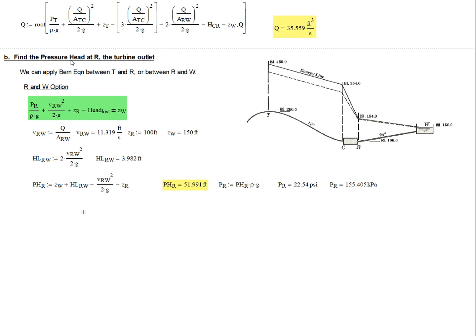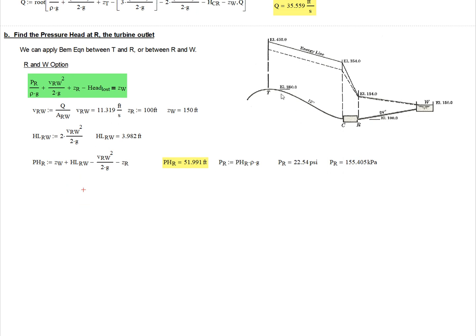So that is the pressure head. If I wanted to actually calculate the pressure, I would take the pressure head and multiply it by rho g. The pressure head is defined as PR over rho g. That's what this term is here. So it's 51.99 feet, and if I wanted the actual pressure, I could just multiply by rho g, and I get 22.5 psi, or 155 kilopascals.